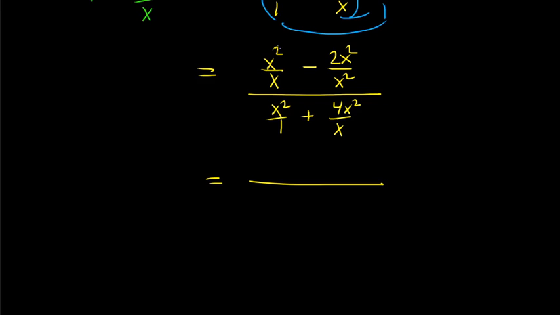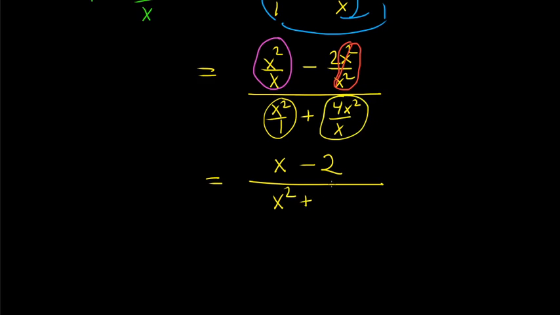But look what you can do here. x squared divided by x, that's just x. 2x squared divided by x squared, the x squares cancel, so that's just 2, or negative 2. x squared over 1 is just x squared, and 4x squared over x is just 4x. And now, just simplify.